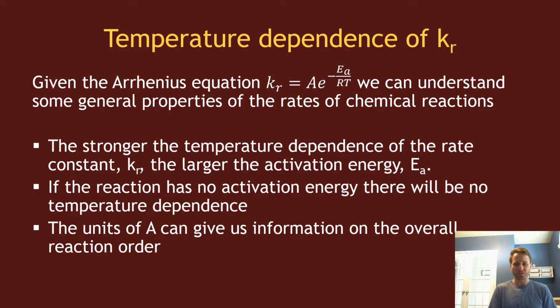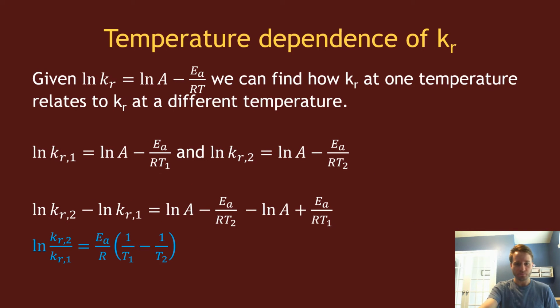The units of A are just the same as the units of your rate constant. As we talked about before, the rate constant has kind of funky units. It's whatever the units need to be for it to work out for the overall rate law. So the units of A are the same as the units of k, which depend on the total order of the reaction.